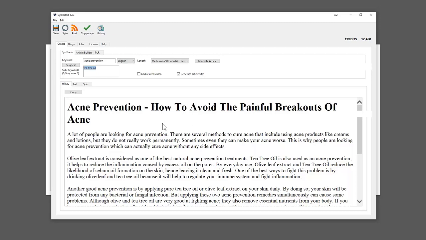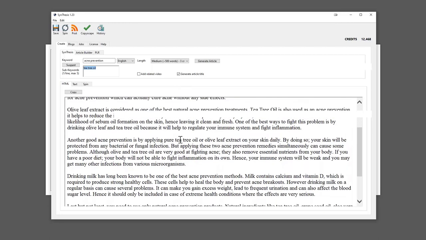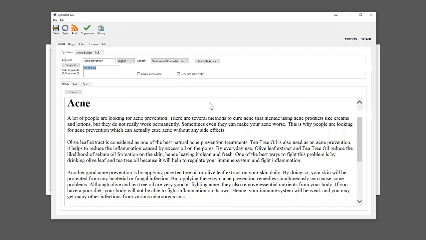A lot of people are looking for acne prevention. There are several methods to cure acne that include using acne products like creams and lotion, but they do not really work permanently. Sometimes even they can make your acne worse. This is why people are looking for acne prevention, which can actually cure acne without any side effects. Olive leaf extract is considered as one of the best natural acne prevention treatments. Tea tree oil is also used as an acne prevention. It helps reduce the inflammation caused by excess oil on the pores. By everyday use, olive leaf extract and tea tree oil reduce the likelihood of sebum oil formation on the skin, hence leaving it clean and fresh.